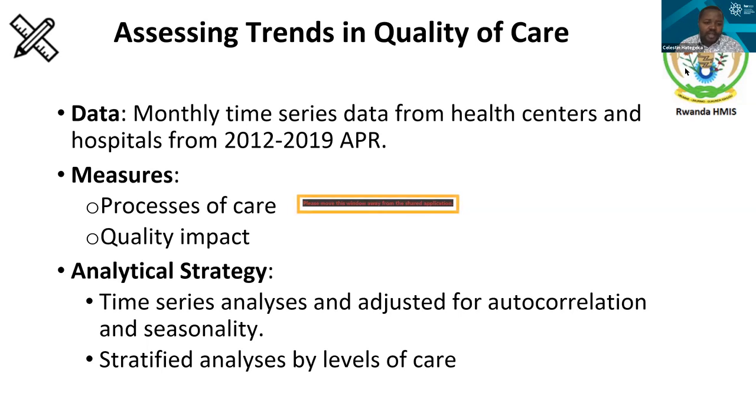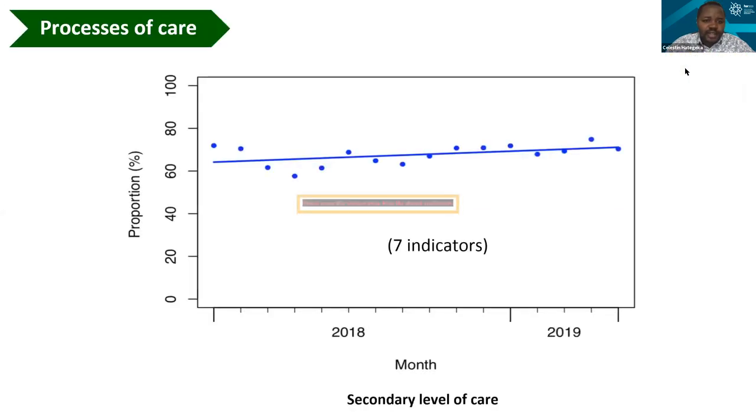Given the three levels of the healthcare system in Rwanda, we stratified our analysis by level of care. So there are three levels of care: the lower level that includes health centers and clinics, the secondary level, which largely consists of district hospitals, and the higher level, which consists of teaching hospitals. Next slide, please. For today, I will provide examples of our findings, focusing on what we found at the secondary level of care.